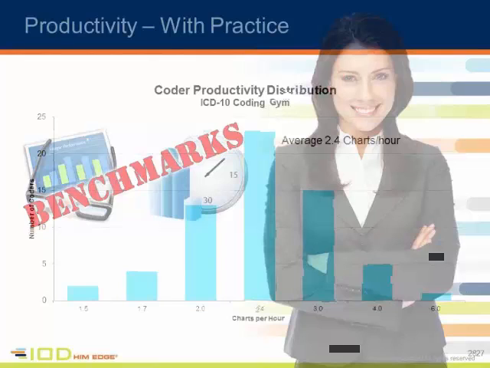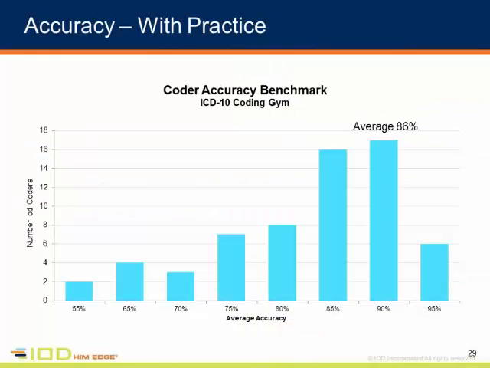The elusive accuracy benchmarks are equally available. Here, we're seeing the development of an ICD10 coding population using the GYM. On average, they're up to 86% accuracy in ICD10. By mid-2015, we expect an average in the mid-90% range in a much narrower distribution. By using the GYM, you not only participate in benchmarking, but you have the ability to see how well your coders are performing when compared to coders from across the country. So we have one final question before we summarize.